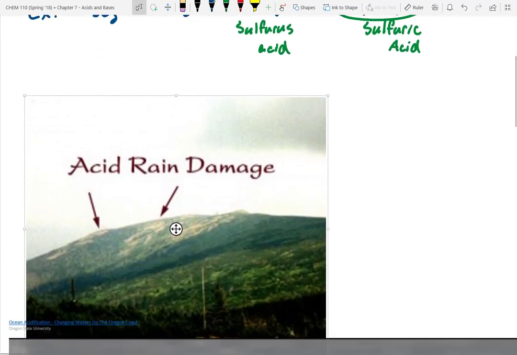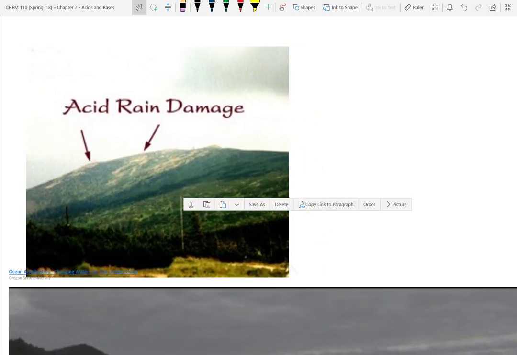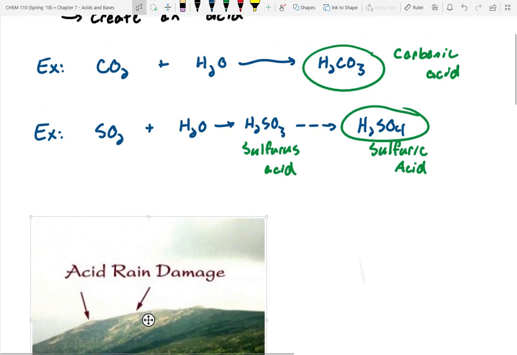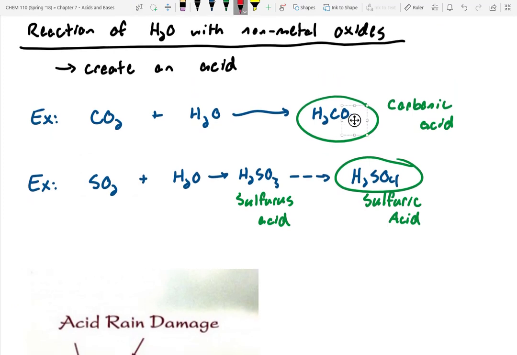So acid rain has been managed a little bit. It's at least under control now. In the 60s and 70s, it was a huge problem, though, before they installed those scrubbers. So in either case, you see how both of these are non-metal oxides. They contain a non-metal and oxygen. Anytime you combine those with water, you tend to produce an acid.